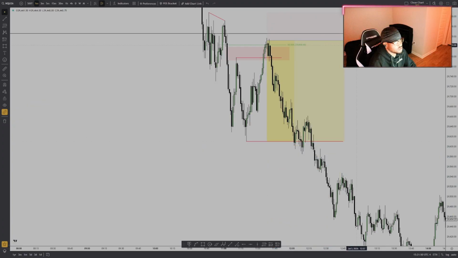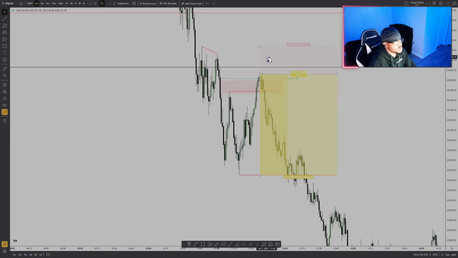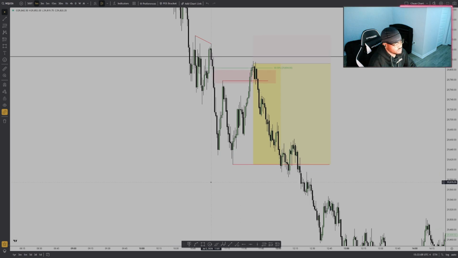202 points. The entry model is up here, risking about 50 points, but you only received about 4 points of drawdown, about a 1 to 42 risk to reward. Smashes right through that target at 11:20, so that was pretty much the low at 11 o'clock.